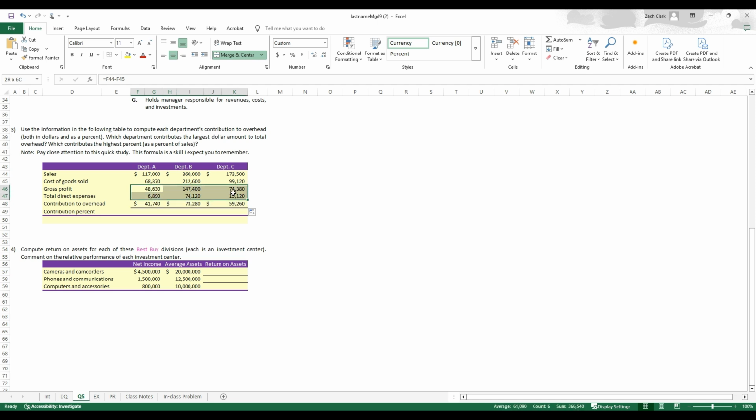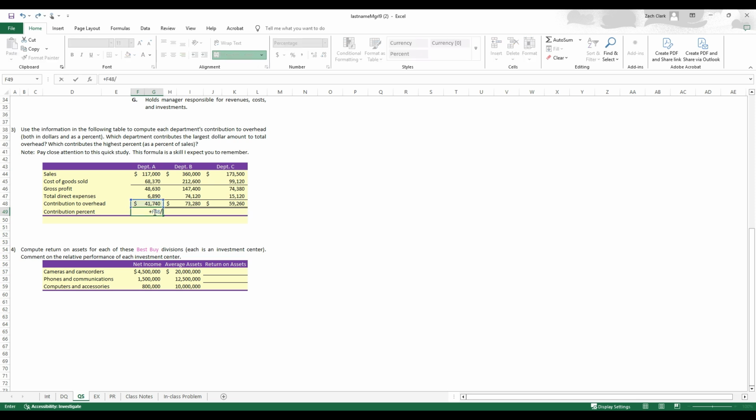So take gross profit. So you have sales minus cost of goods sold, and then minus the direct expenses that pertain to that specific department to get the total contribution to overhead. Basically, kind of like how much net income the department is producing before its indirect expenses of the whole company, essentially.